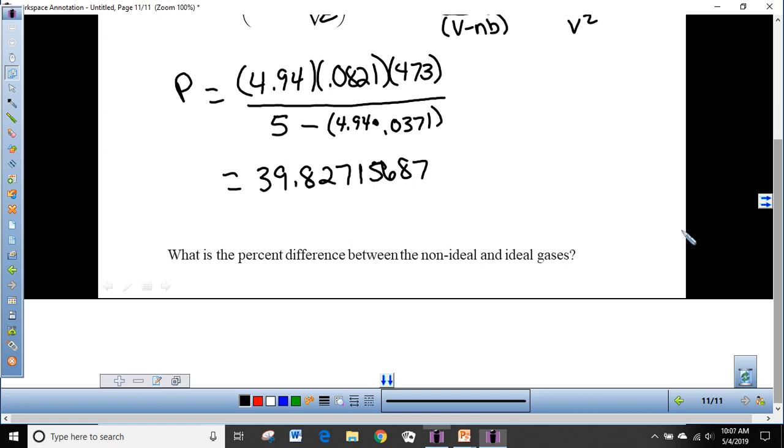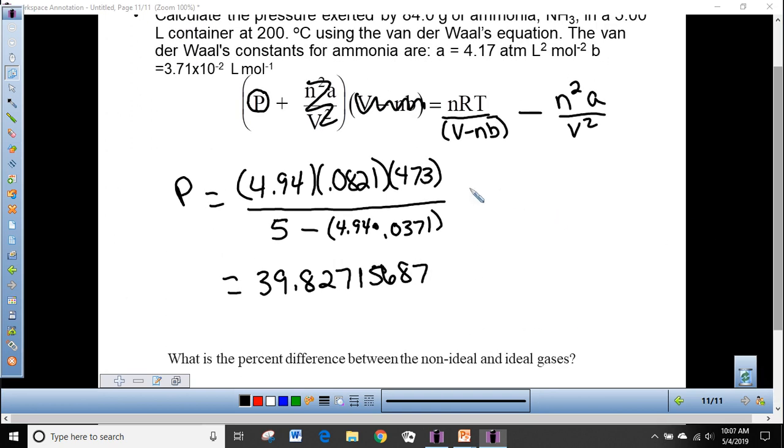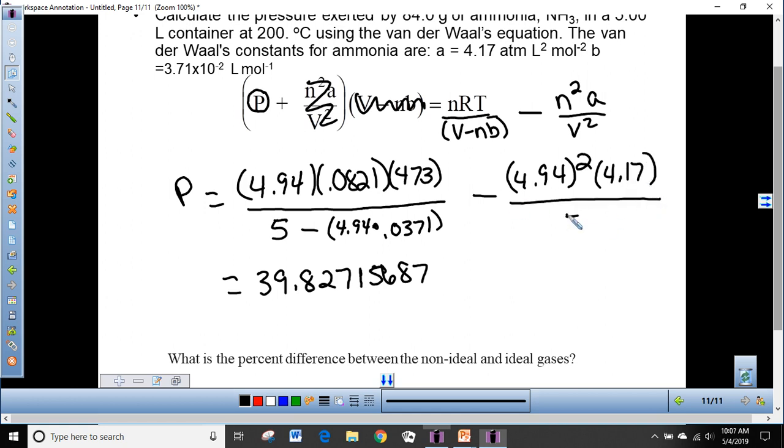39.82715687. Isn't that pretty? Alright, then we have the other side. Minus n squared, that would be 4.94 squared. That's where students make a mistake. They forget the square. Times the A, and the A is 4.17, divided by V squared, which is 5, the volume, squaring it. Then I would do all this beautiful stuff in the calculator. I got 4.0705204. And then subtract them. Again, calculators are nice. You can take that number, subtract that number, and get an answer.